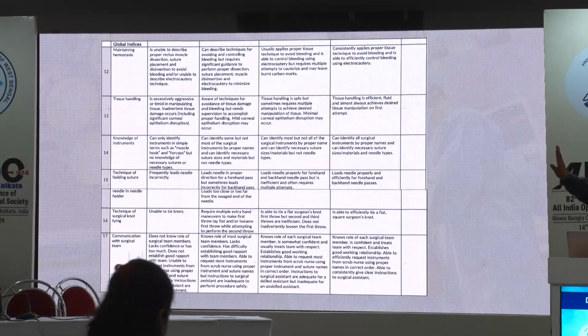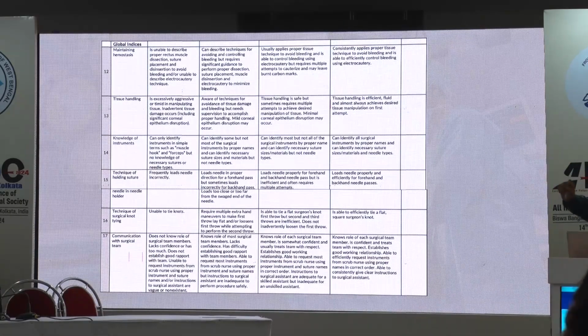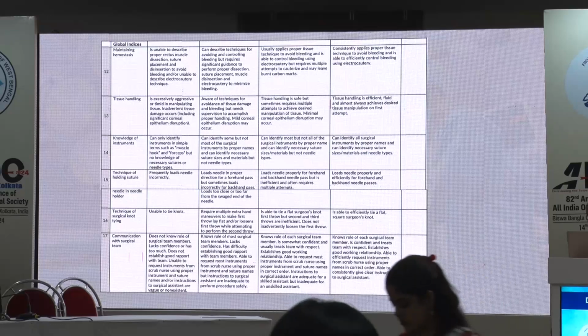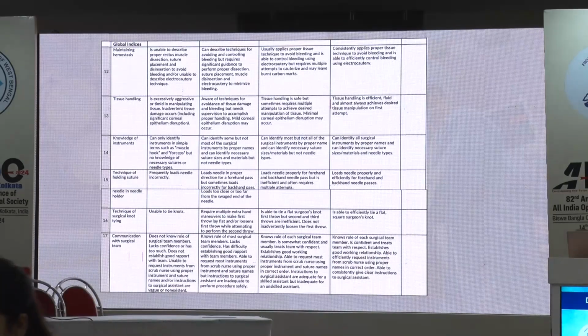So you've got things like maintaining hemostasis, tissue handling, knowledge of instruments, technique of holding suture. A trainee may actually be able to get one single suture right, in spite of holding the needle in a wrong way. So we are not just grading the actual act of taking a suture or how the suture came out, but how the trainee performed in holding the suture, passing it through the sclera or the cornea, and how they tied the knots. So the trainer is also expected to assess global indices, which goes as a part of the OSCAR.